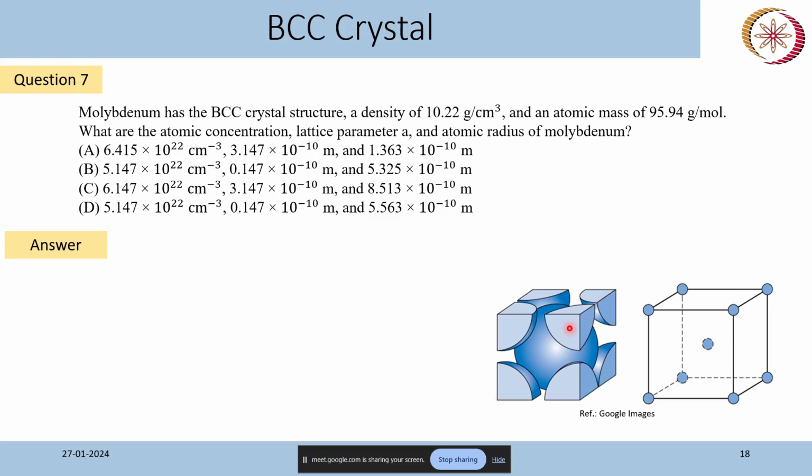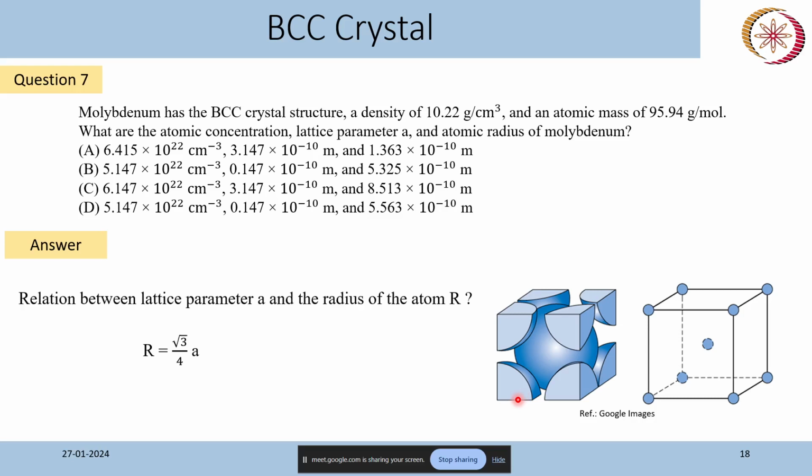And what will be the relation between this body diagonal and the radius of these atoms? That will be 4R equal to root 3A. So R, then twice R, then R, that is equal to root 3A. A we already know, so R we can calculate. So R will be 1.364 times 10 to the power minus 10 meter.